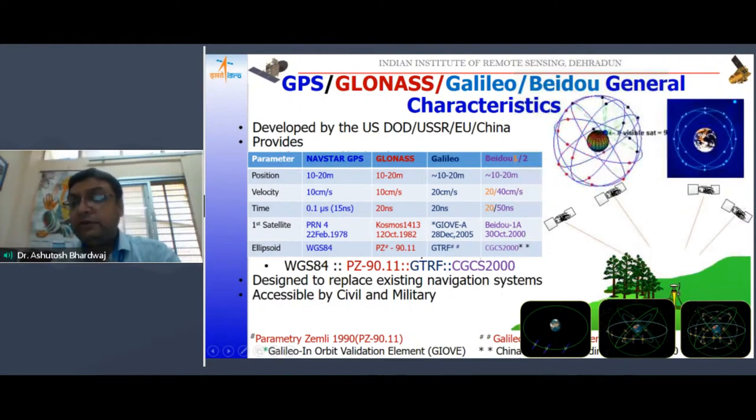So overall, we currently have more than 100 satellites from these four systems orbiting in their orbits and providing position to us on a global basis and in a collaborative manner. And that is what we mean by the global navigation satellite system.